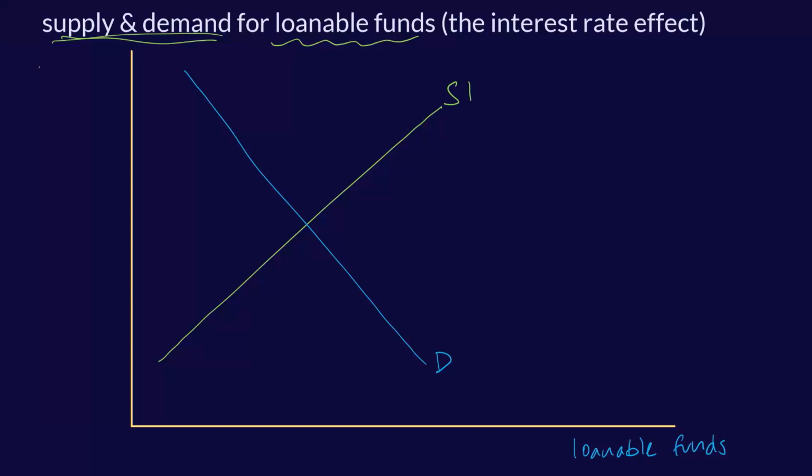Okay, now think for a moment, what is the price of loanable funds? If you take out a loan, how do you pay for that? I mean, of course, you pay it back, but the actual cost of the loan is going to be paid in interest. So on the vertical axis, we need to have interest.